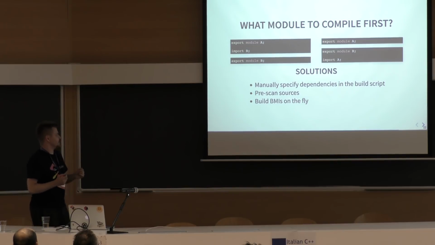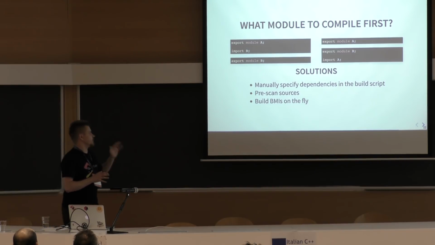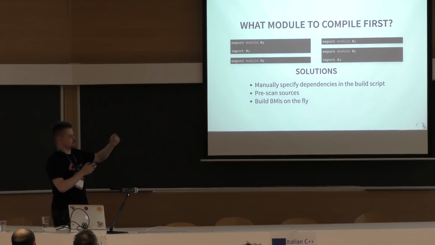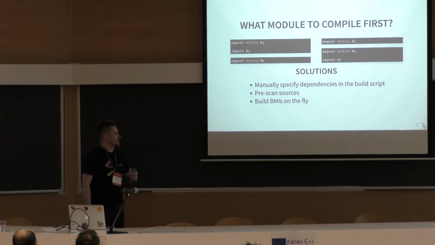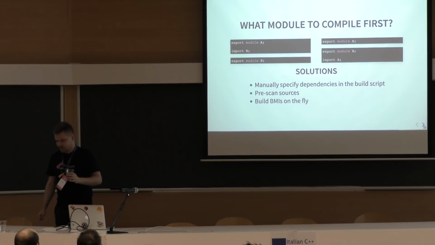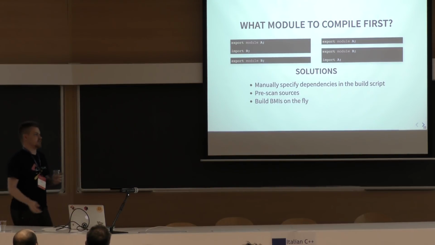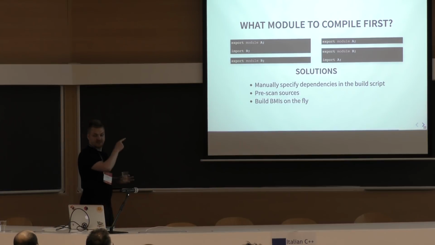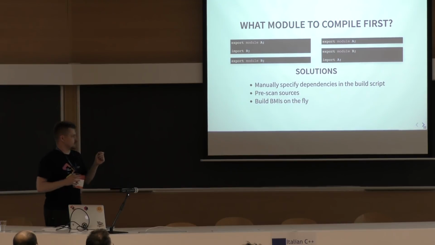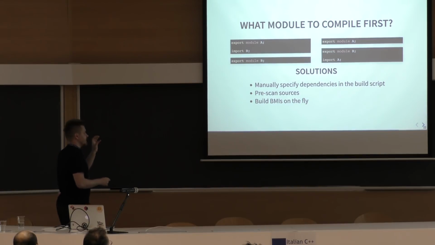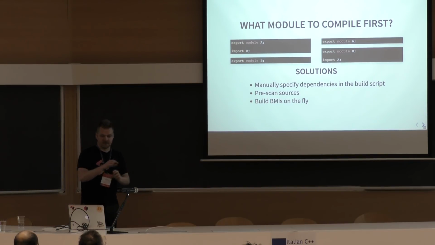Also, here's a fun example. You have two modules on the left, one imports the other, and a user just changes these two files in this way. And after the change, module B imports module A. And what would you do with it? Before you launch, the build system should know that, because it should build the modules in the correct order. So one solution is to manually specify dependencies. In your build script, you have to write that module A depends on B or vice versa.